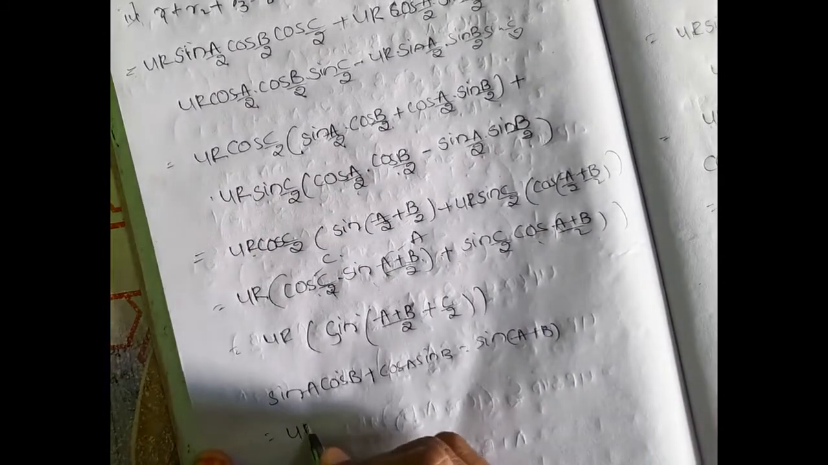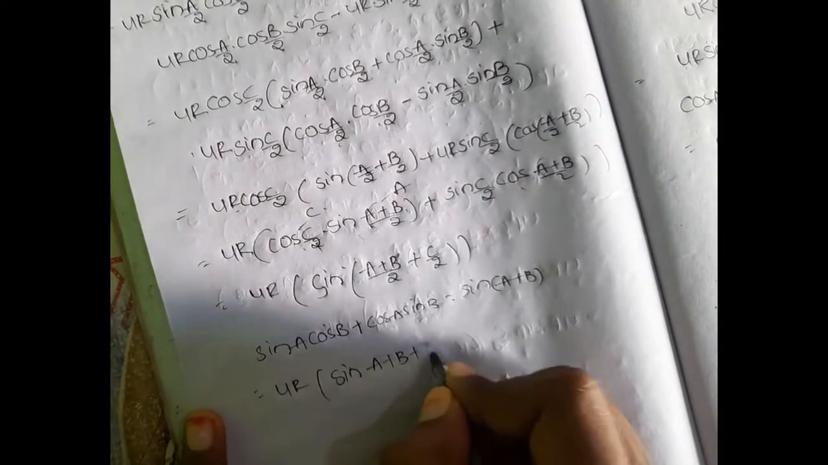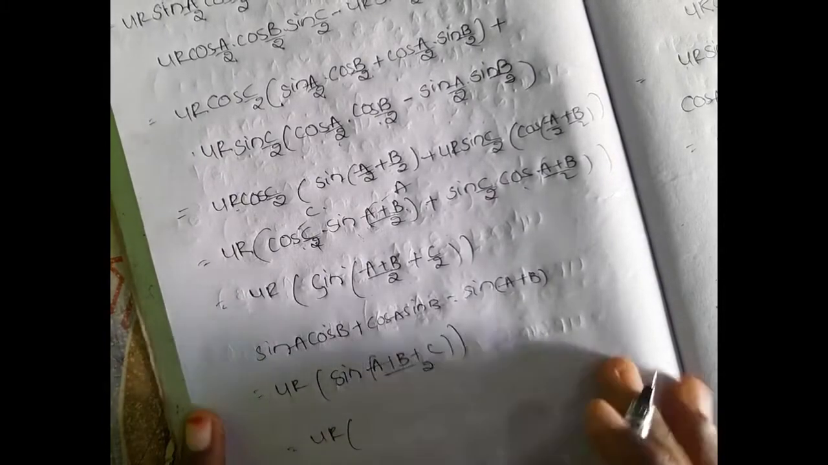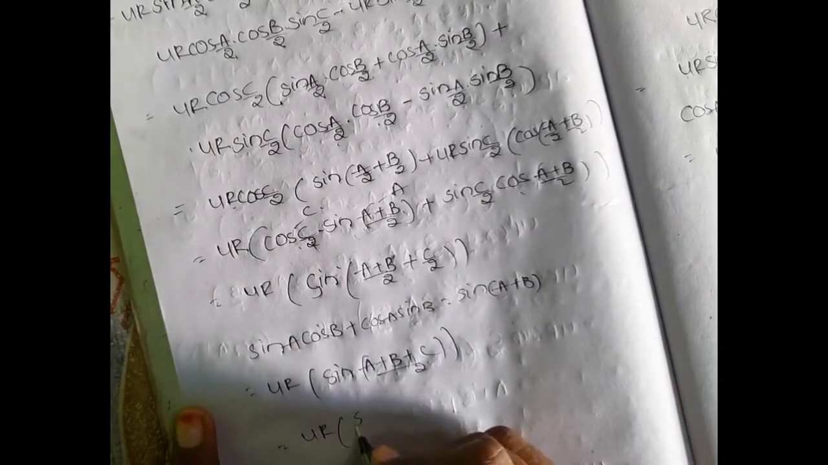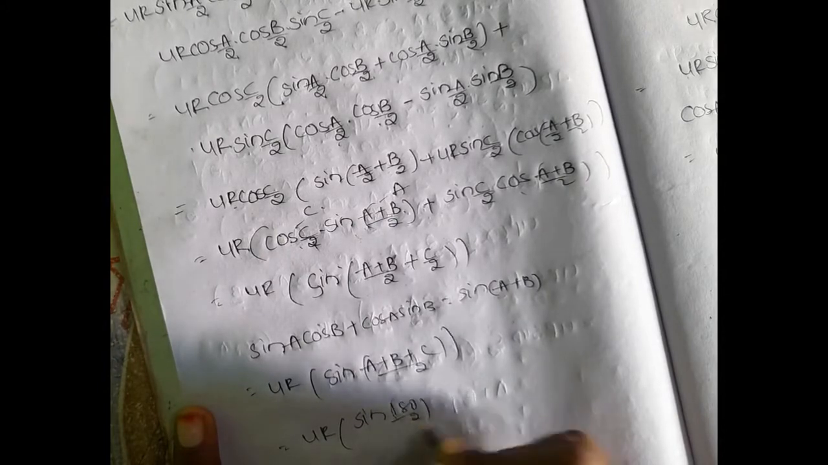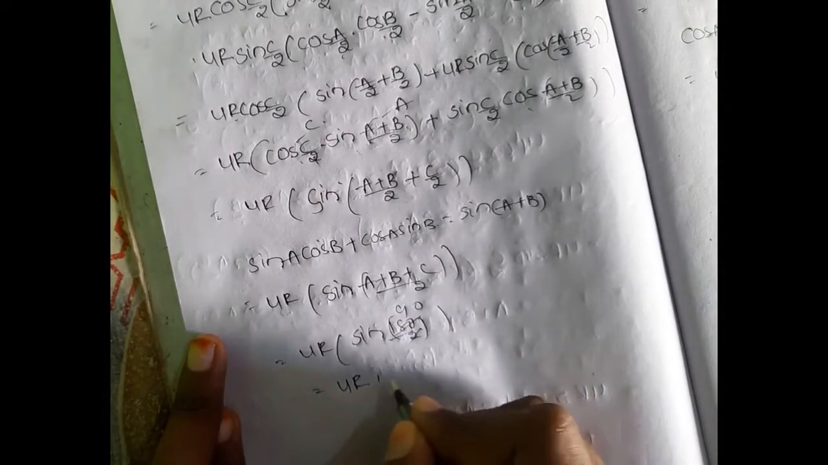Now 4R sin((A+B+C)/2). Now A + B + C is 180 because it is a triangle. Now 180 by 2, two ones are 90. Now sin 90 value is 1. So 4R into 1 equals 4R equals RHS. Hence proved.